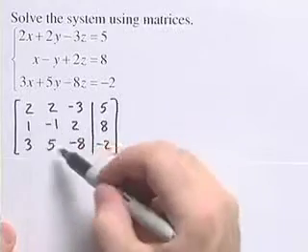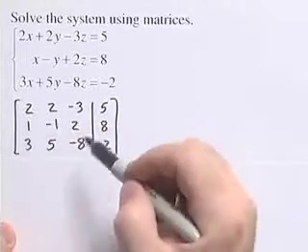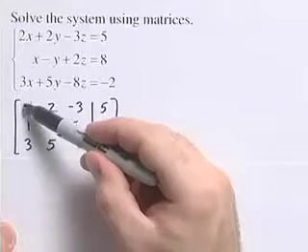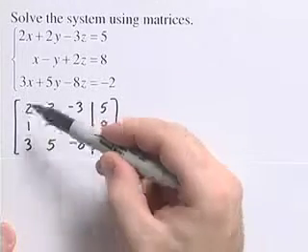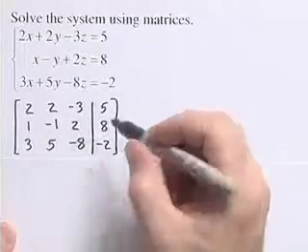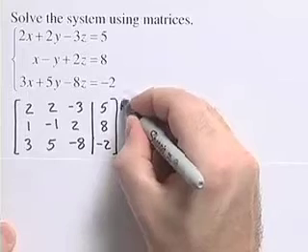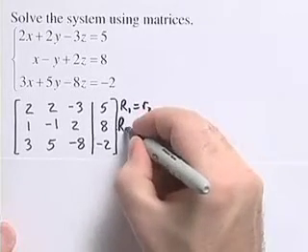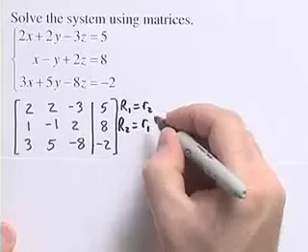Our goal when using matrices is to try to get this matrix into row echelon form. To do that, we need a 1 in this 1,1 entry up here in the upper left corner. We can do that by switching the first and second rows. So our new row 1 is equal to the old row 2, and our new row 2 is equal to the old row 1.